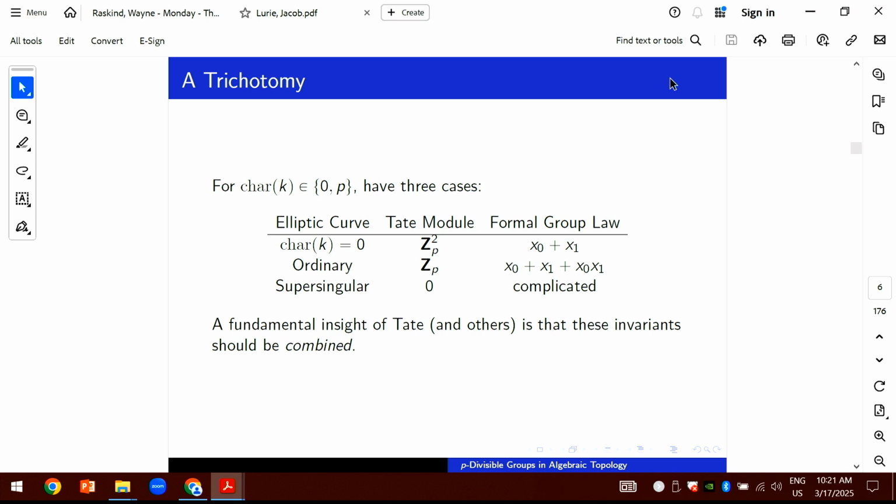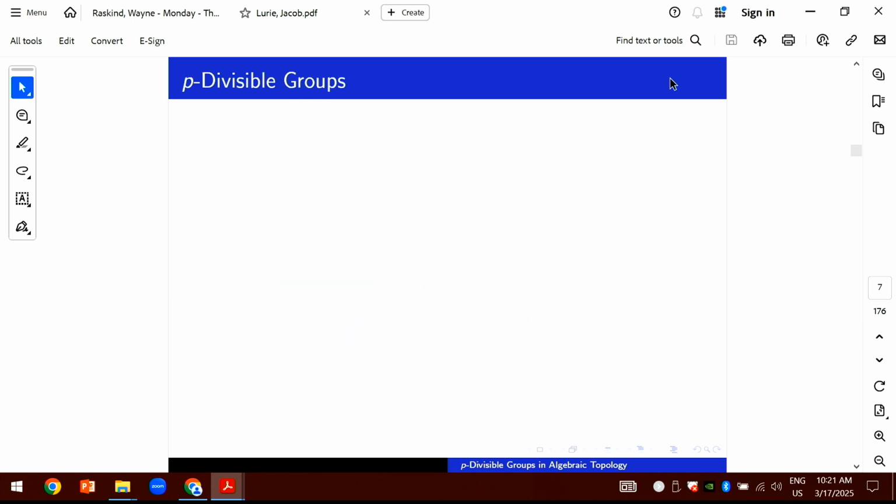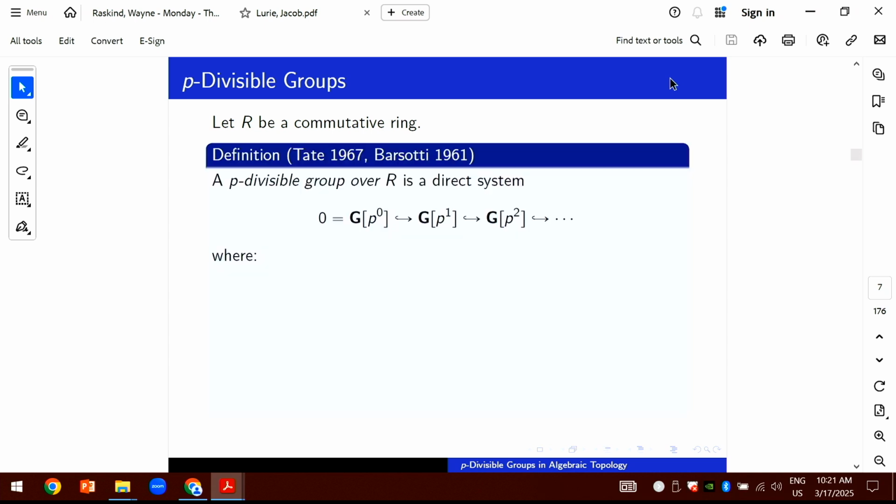And to formulate that more precisely, he introduced the notion of a p-divisible group. So let me give you a definition. Let's say R is a commutative ring. A p-divisible group over R is a direct system of... I'll write G for the p-divisible group and G[p^n] for what would be the p^n torsion on it.